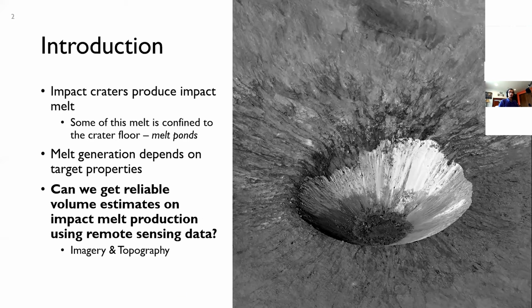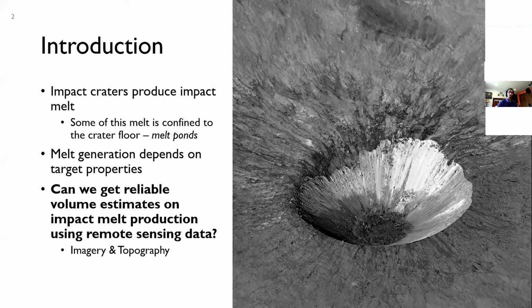So impact craters produce impact melt. The pressure and heat of an impact will melt some of the country rock, and this melt will be deposited, some of it inside the crater rim, some of it outside. And in simple craters, often what you'll see is a pond of impact melt, a flat surface.